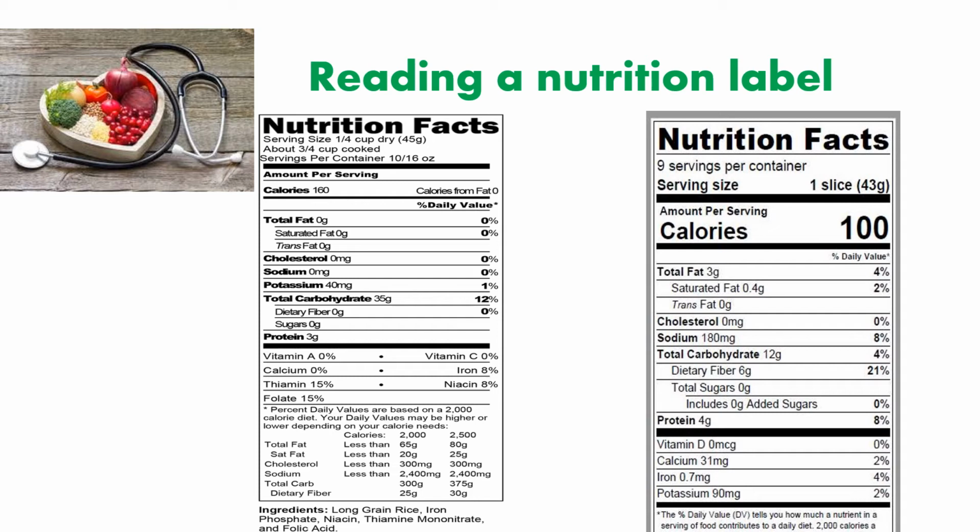This will allow you to count kind of how much you're eating with each meal. So then let's look at the sliced bread. One slice is 43 grams and it's 100 calories. So if you're going to eat a sandwich, really you'd be eating 2 slices of bread, and so that would be 200 calories.